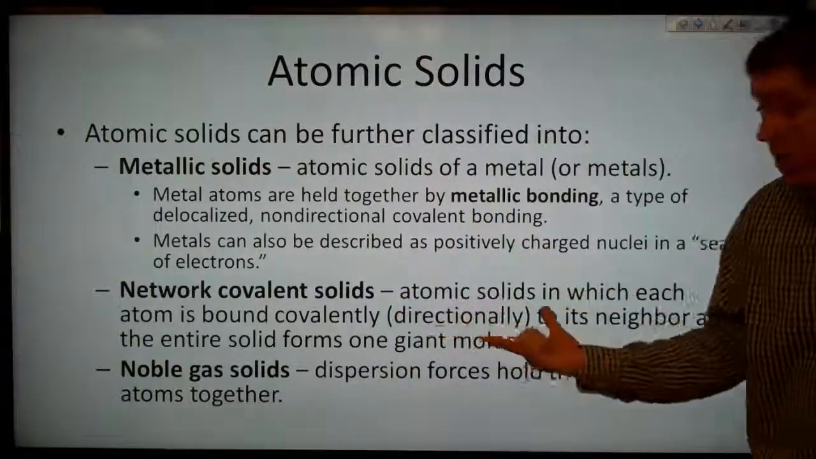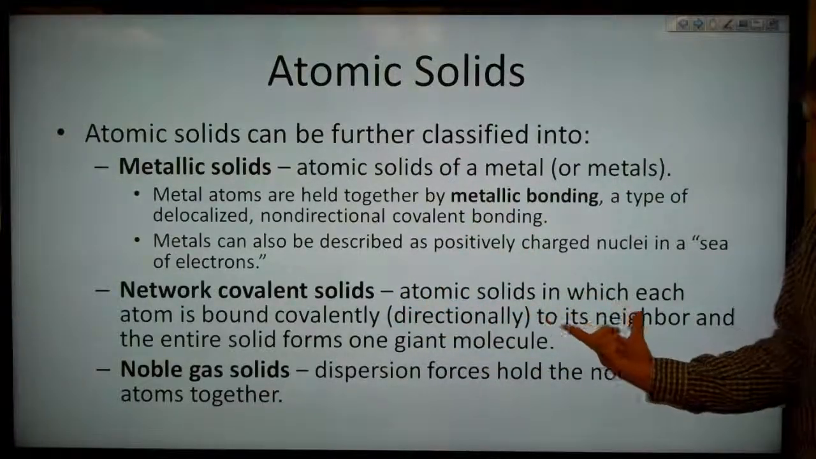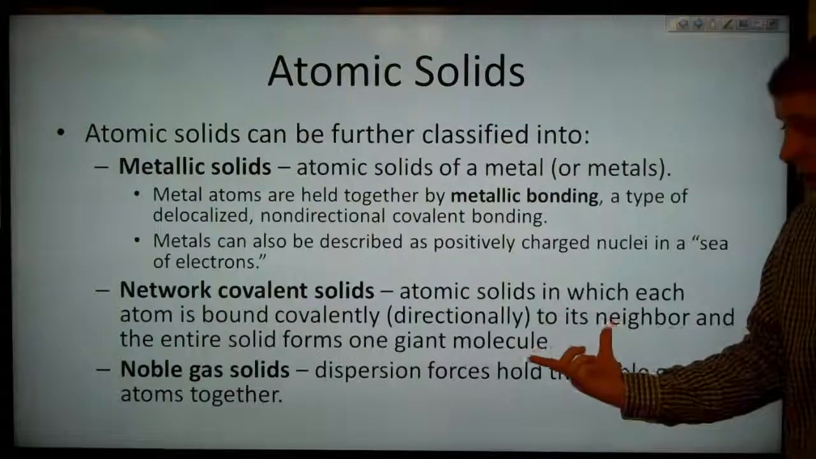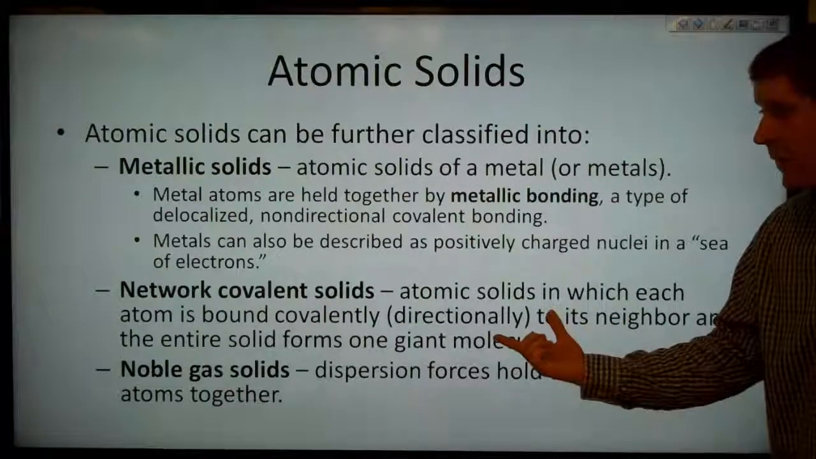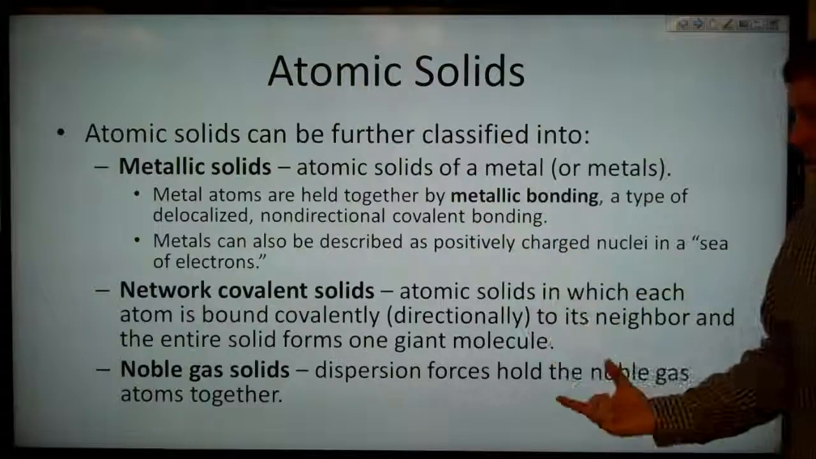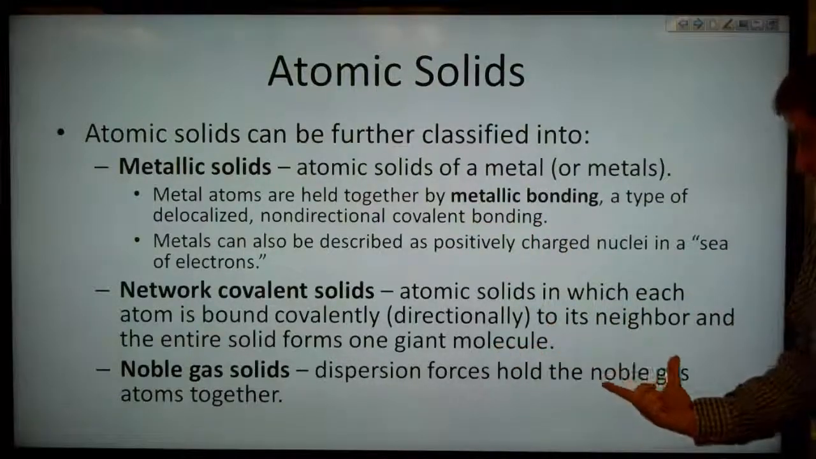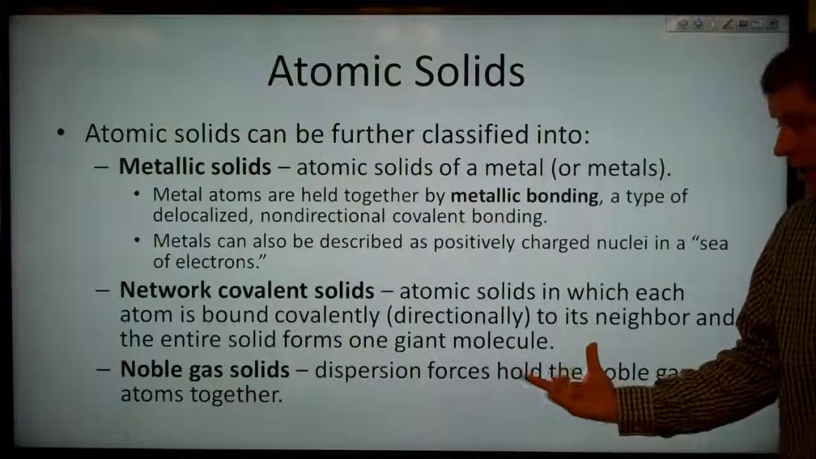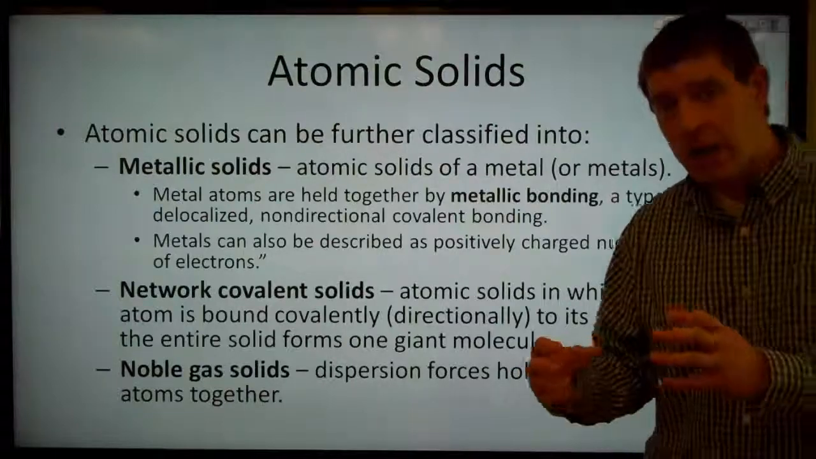So then we have network covalent solids. These are atomic solids in which each atom is bound covalently, which is directional, as opposed to the non-directional bonding in metals. So each atom is bound directionally to its neighbors, and the entire solid forms one giant molecule. So this is something like diamond.